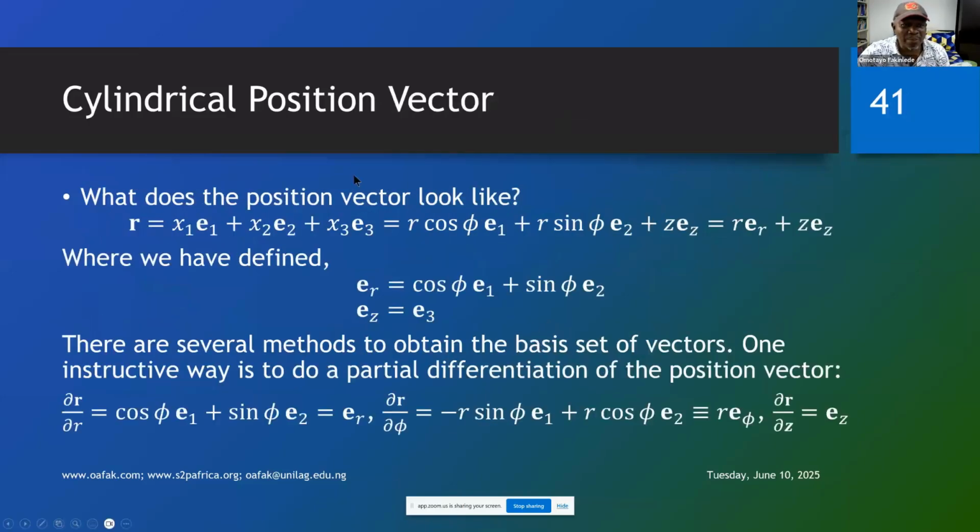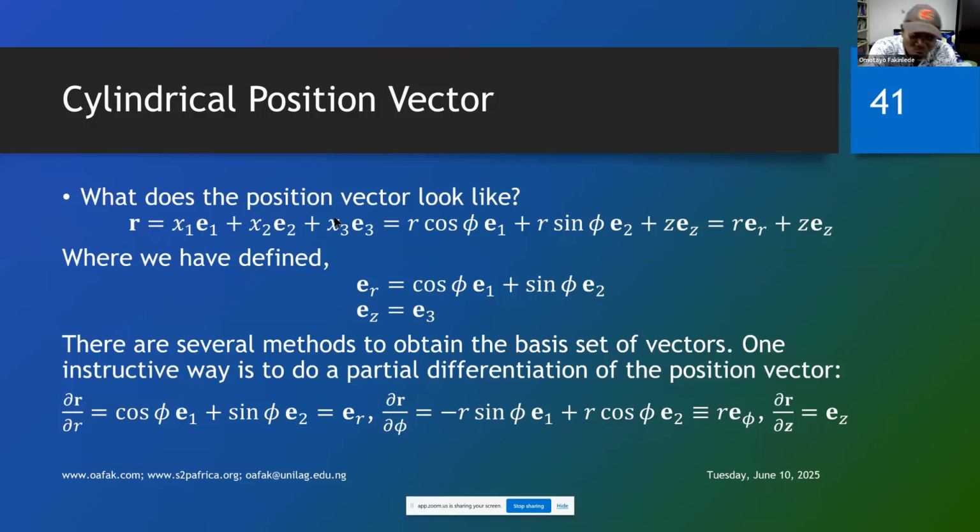So what does the position vector look like? To form a position vector in the cylindrical polar coordinates, the easiest way is to start from the Cartesian. Not that you can't do it directly, but if you do it directly, you may go into error. The position vector in the cylindrical must be the same position vector we got in the Cartesian, because the position vector is a physical quantity and it is independent of coordinate system.